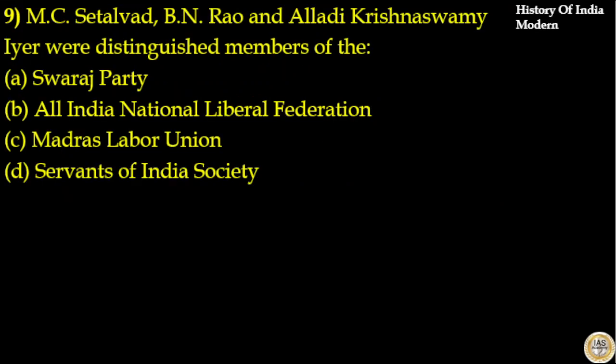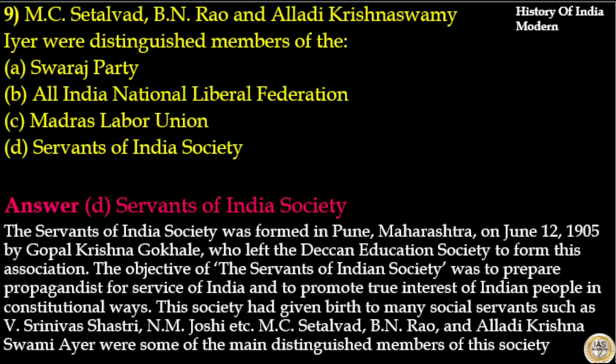M.C. Setalvad, B.N. Rao and Alladi Krishnaswamy Iyer were distinguished members of options are Swaraj Party, All India National Liberal Federation, Madras Labour Union, Servants of India Society. Here answer to this question is option D, Servants of India Society. The Servants of India Society was formed in Pune, Maharashtra on June 12, 1905 by Gopal Krishna Gokhale, who left the Deccan Education Society to form this association.